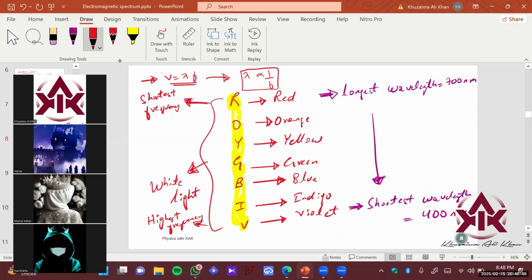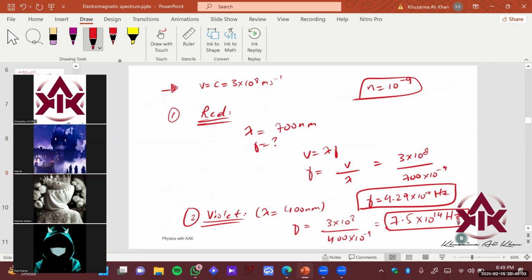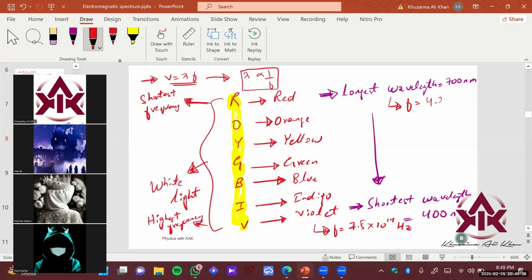So I can write down the value also over here. Here the frequency value is 7.5 exponent 14 hertz. And for this one, the frequency value is 4.29 exponent 14, right? So that's how, if you know the formula, you can just directly relate the relation, right? So if you want proof, this is the proof here, right?